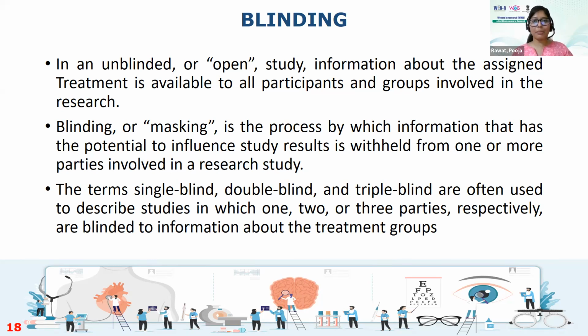Because yes, it might happen that if you know which treatment has been given, you will treat the patient accordingly. So in an unblinded or open study, the information about the assigned treatment is available to all the participants and groups involved in the research, right? Blinding or masking is the process by which information that has the potential to influence the study result is withheld from one or more parties involved in the research and studies.